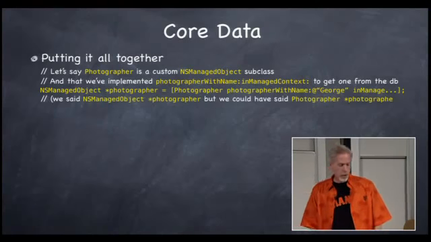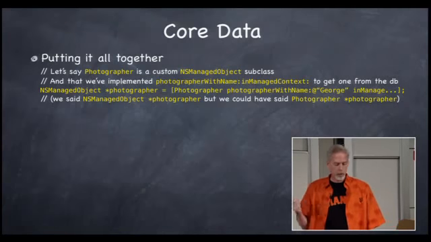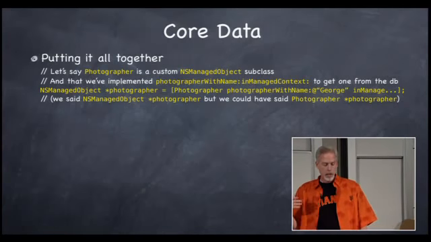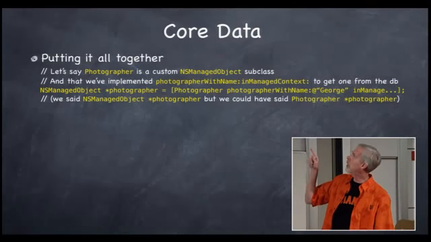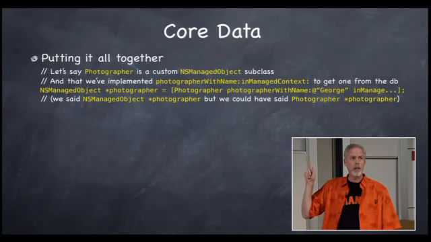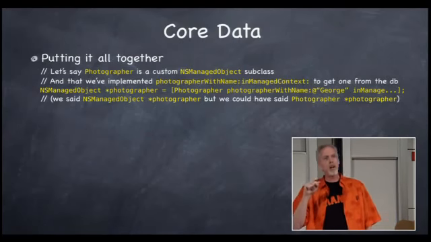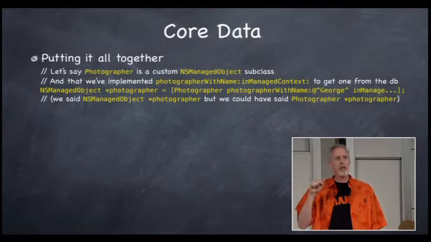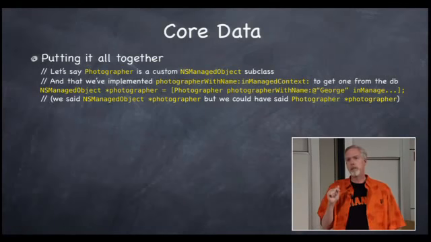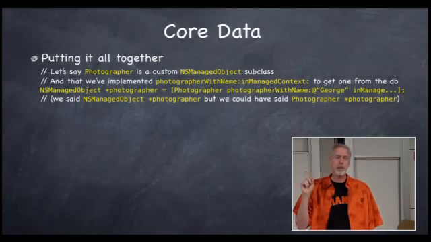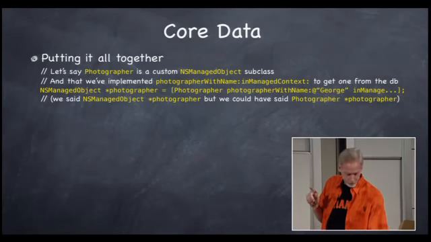So then let's say we say NSManagedObject *photographer = photographerWithName George inManagedObjectContext. Now notice I didn't say Photographer *photographer, right? I said NSManagedObject, and that's okay because Photographer is an NSManagedObject, it inherits from NSManagedObject. I could have also said Photographer *. That would have been fine too. In fact, I probably would have, but I intentionally put this NSManagedObject * because I wanted you to realize that it inherits from it.